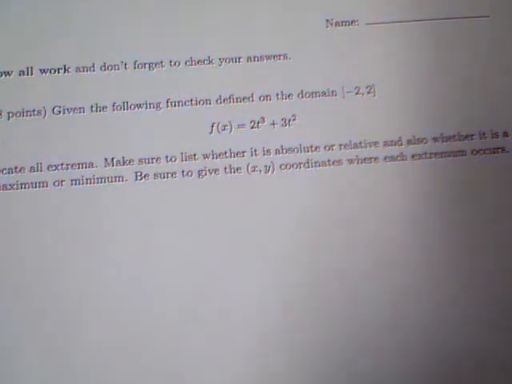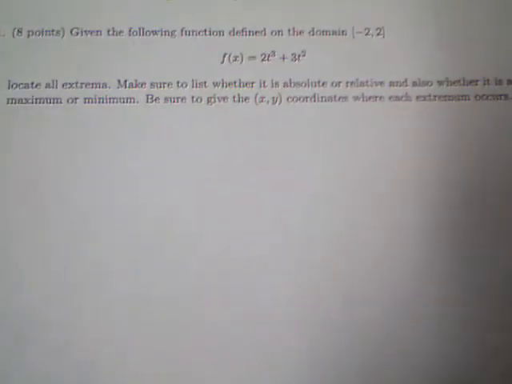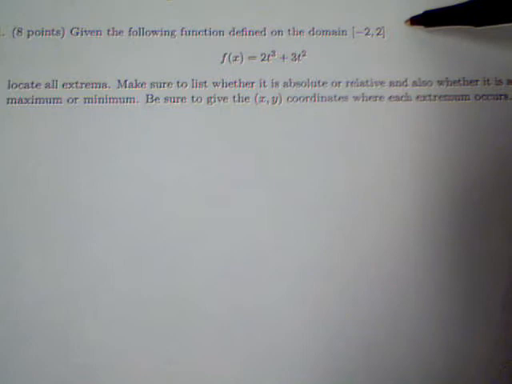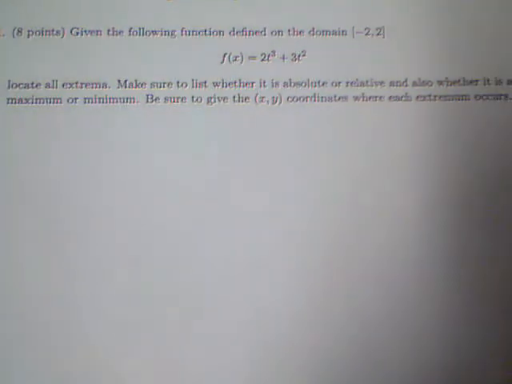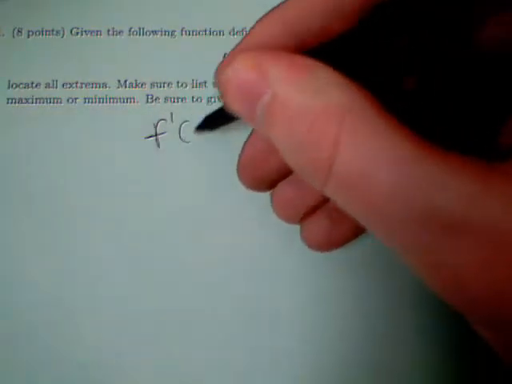Okay, this is quiz number 6, problem number 1 on the green form of the quiz. Using this function on the domain from -2 to 2, closed, we want to locate all extrema and give all relevant information. So at this point, if you're not taking a derivative, you're doing something wrong.